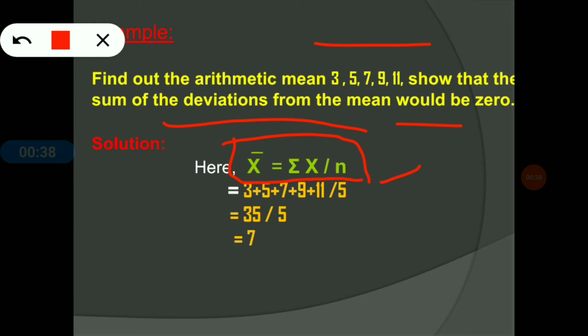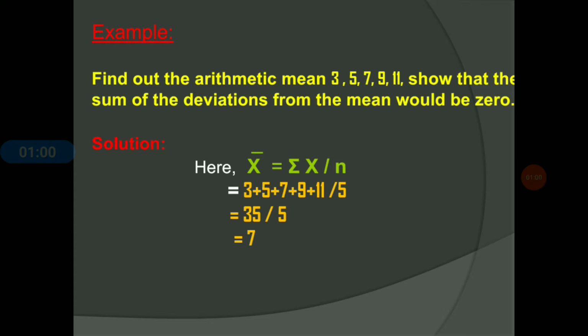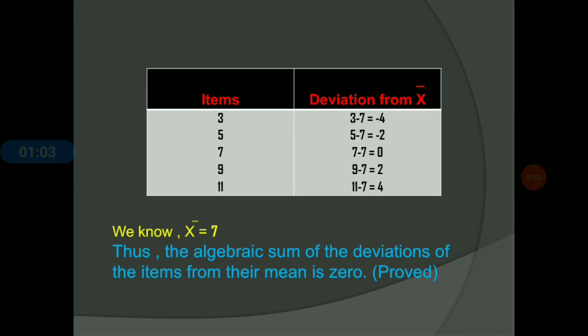So, now we have to calculate the x bar. So, x bar is equals to 3 plus 5 plus 7 plus 9 plus 11, which is divided by 5 because there are 5 variables. Okay. So, the sum is 35. So, 35 by 5, that means 7. So, 7 is the x bar. Okay. So, now going to the next slide, where we can see the deviation from x bar column.